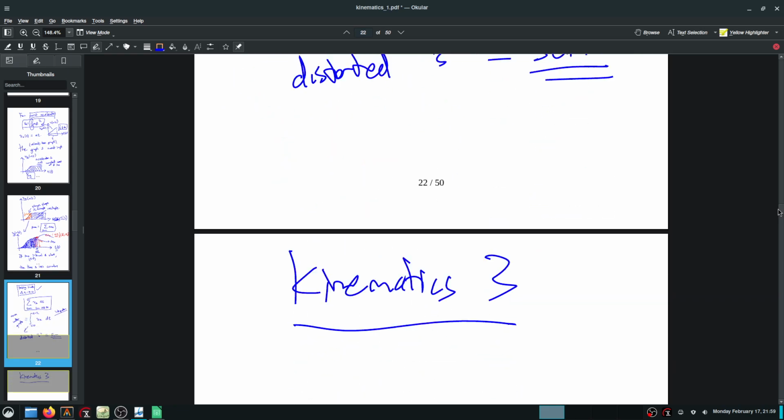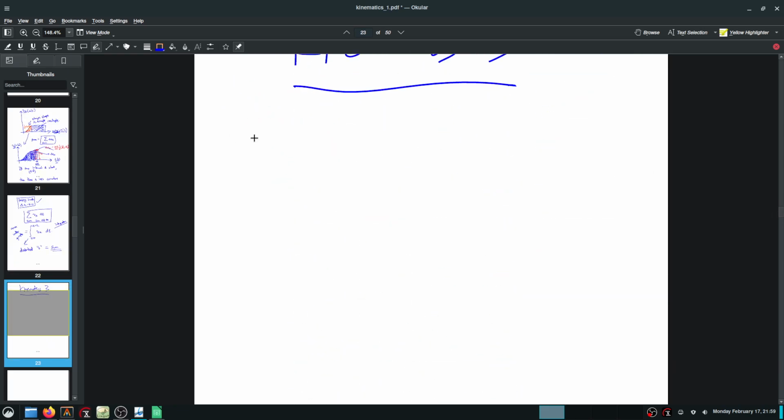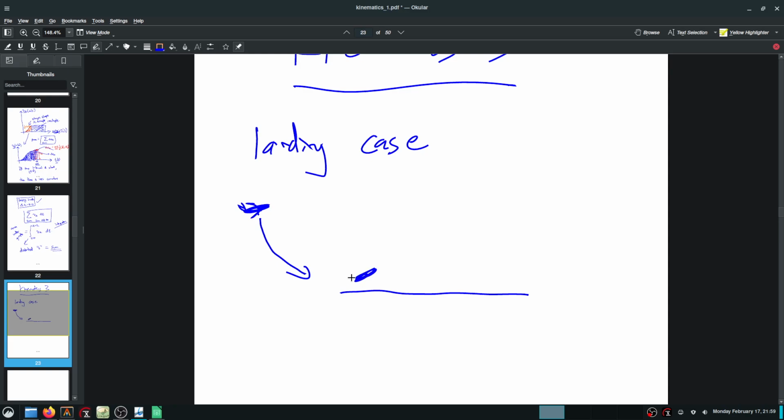Now I want to give you one more example, a landing case. In the landing case, the plane will descend, and then you will go on the runway. The wheels will come out. I'm drawing it really badly, but the long and short of it is that the plane will be sort of level like this.